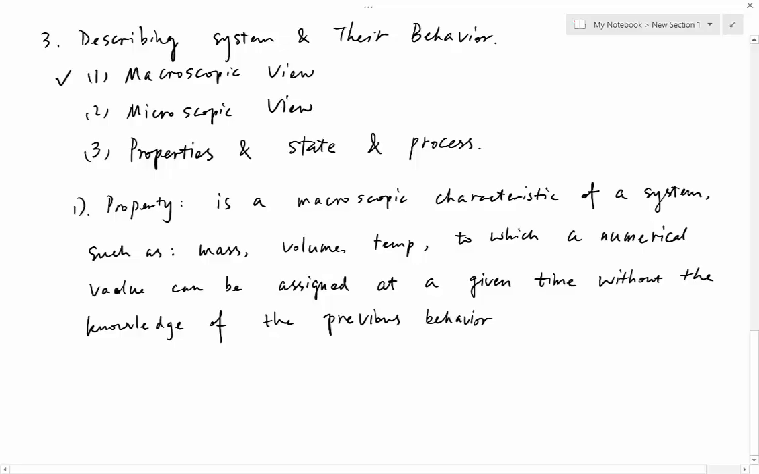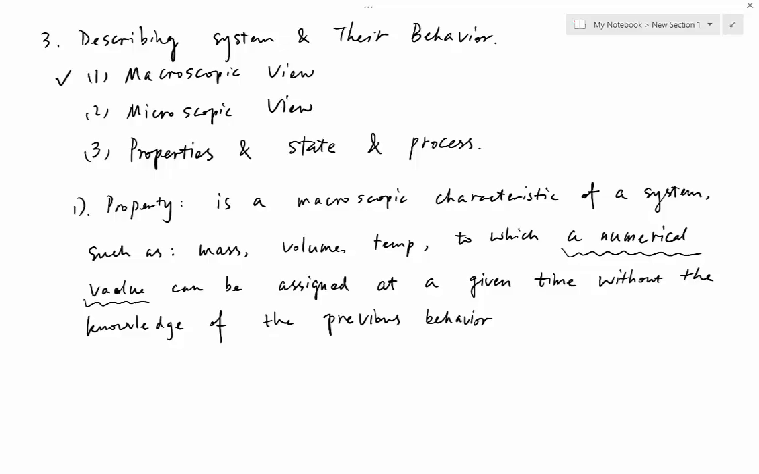Okay, so here we have two key things I want to point out. First of all, you must have a numerical value. So for example, what is the mass of this engine? You must have a number for it. What is the volume of this engine? You must have a number for it. So the first key in this definition is you must have a numerical value.